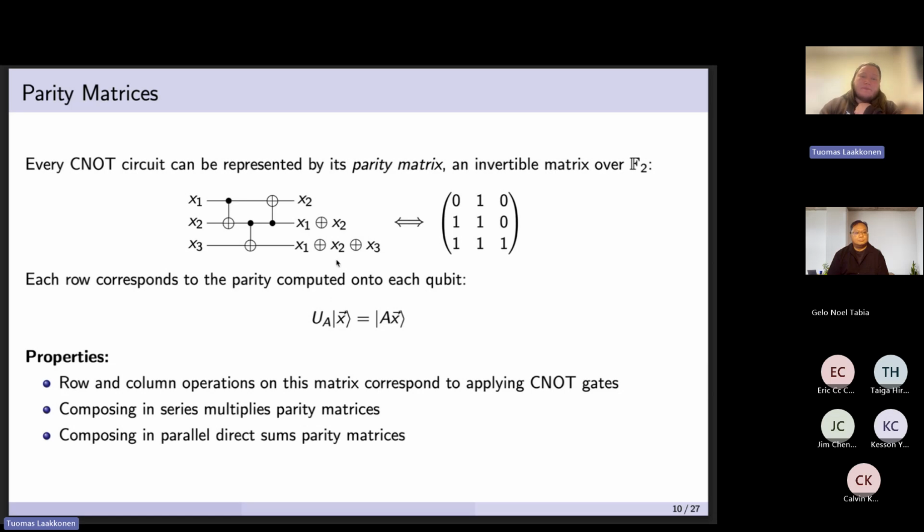So if I have this circuit on the left, let's say it implements a unitary UA, then I can associate to it a matrix, the parity matrix on the right, which I'll call A, which is always an invertible, binary matrix. The effect of applying this unitary UA to some ket x is to give you ket Ax, like applying a linear operation to x. These parity matrices have some nice properties. Row and column operations on the matrix correspond to applying CNOT gates in the circuit. Composing unitaries in series is the same as multiplying the parity matrices. Taking the tensor product of unitaries gives the direct sum of the parity matrices. So they completely characterize a CNOT circuit.